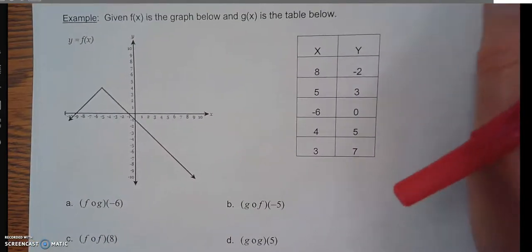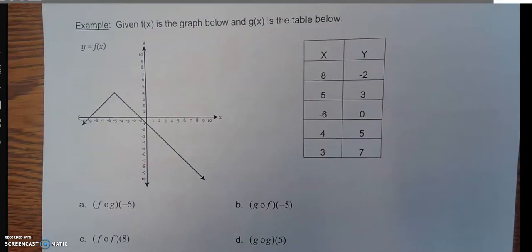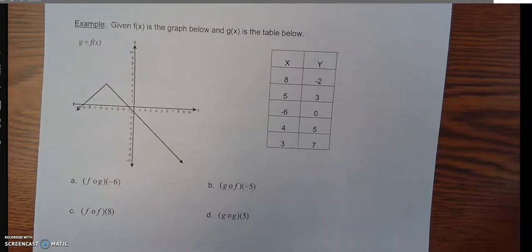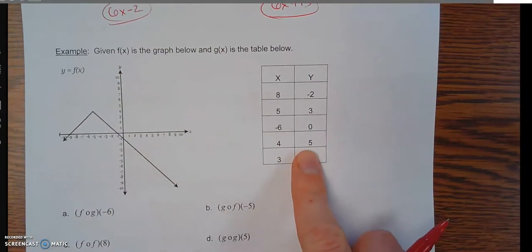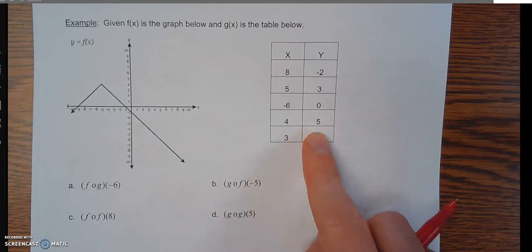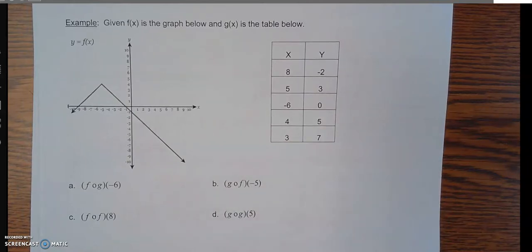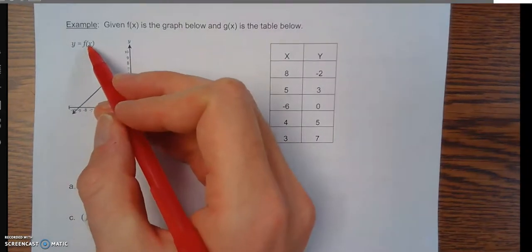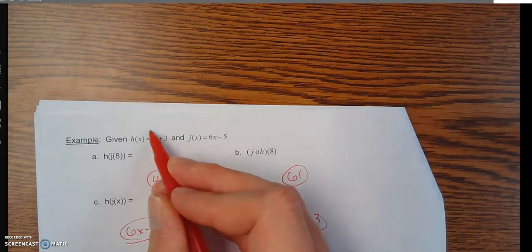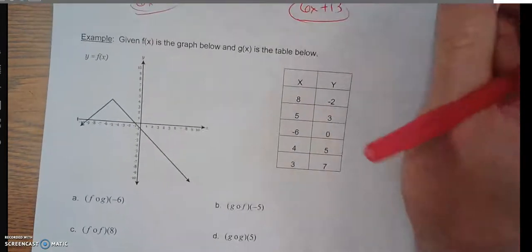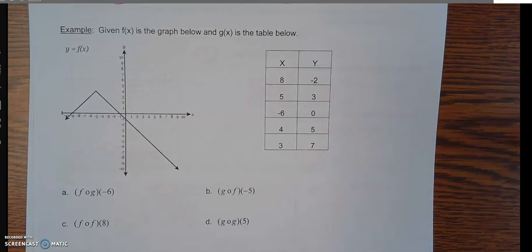Now here, a little bit different. We're going to be doing a graph. Let's zoom out a little bit here. We have a graph and a table, which is how we're going to get our values. So we don't know what the function is. F of x, I have no idea what it is. Like up here, I have h of x is x plus 3. It's defined. I know exactly what it is. F of x, it never tells me what it is. It just gives me a graph.